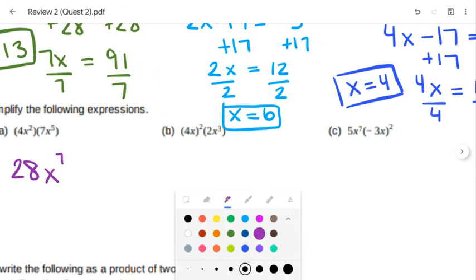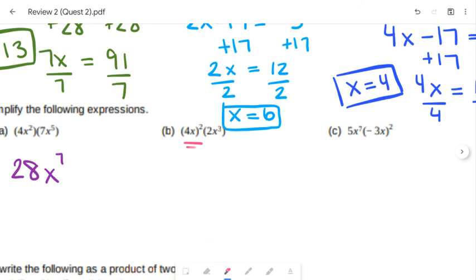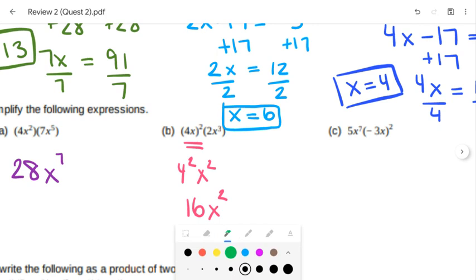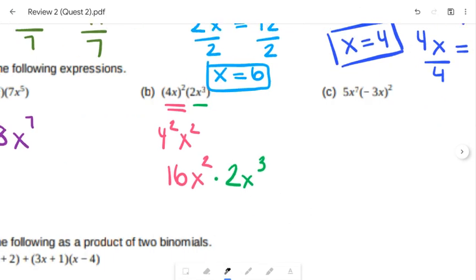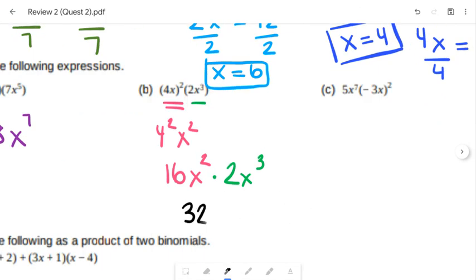Now we have to be careful in B because we have 4 in parentheses with the x squared, which means we're doing 4 squared and x squared to get 16x squared. And then we're going to multiply that with the 2x to the third. So when we go through with that, we end up with 32, because we're multiplying the 16 and the 2, x to the fifth.